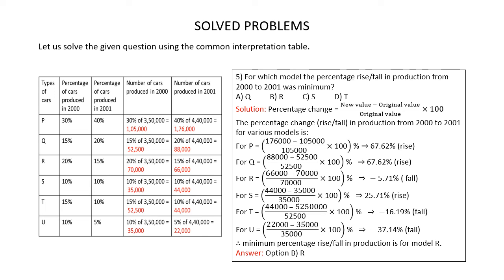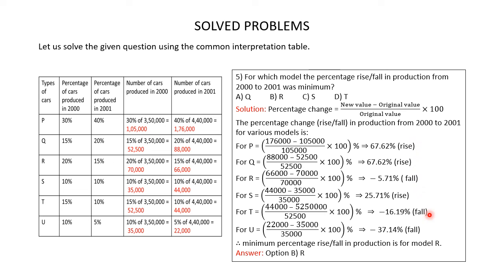From this table, you can see that the number of U-type cars produced in 2001 is 22,000 and the number of U-type cars produced in 2000 is 35,000. So the percentage change for U-type cars is 22,000 minus 35,000 divided by 35,000 multiplied by 100. On solving this, we get minus 37.14%. The negative sign indicates a percentage fall.